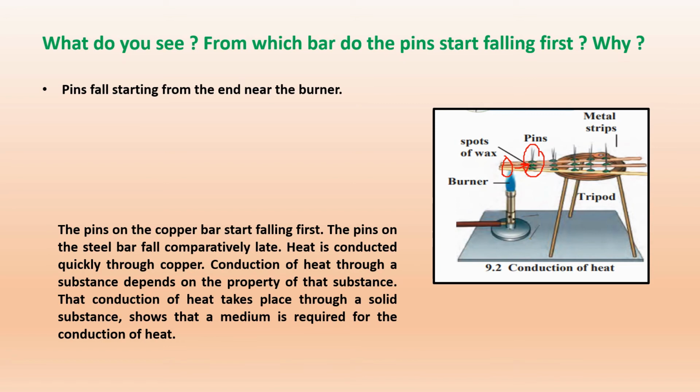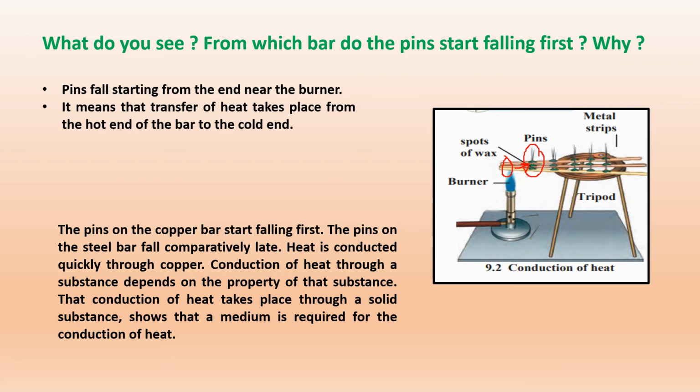It means the transfer of heat takes place from the hot end of the bar to the cold end. Now initially all the 3 bars were cold. As soon as the burner is kept below the 3 bars, this part got heated. And slowly the heat was transferred from this hot part of the bars to the colder part. So we can see that heat is always transferred from the hotter object to the colder ones. It is seen from this experiment.